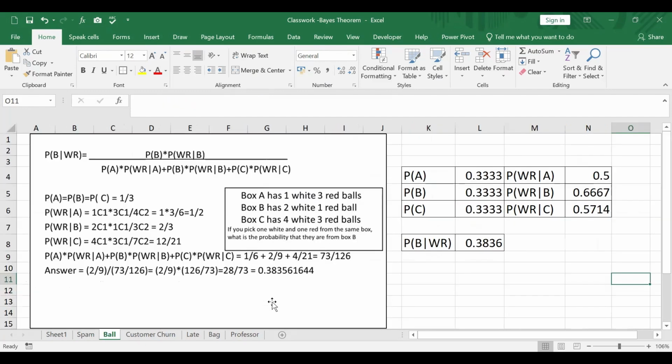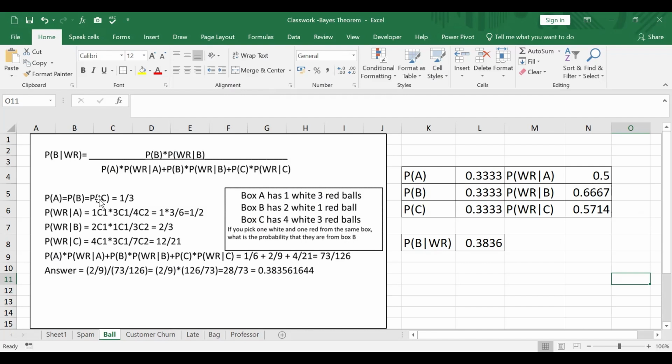Next question. Box A has 1 white, 3 red. Box B has 2 white, 1 red. Box C has 4 white, 3 red. If we pick 1 white and 1 red from the same box, what is the probability that they are both from box B?